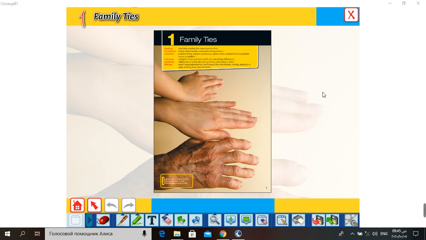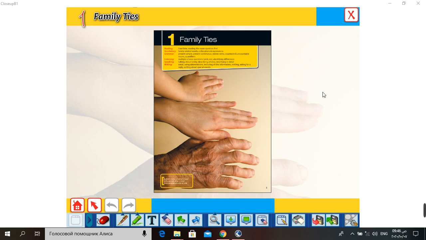So it's the relationship between people in the same family, and we have other words with the same meaning like relationships, bonds, connections, and so on. So I need you to have a closer look at this picture, which shows 3 different hands. What's distinct or different about this picture, and what do you think it means?